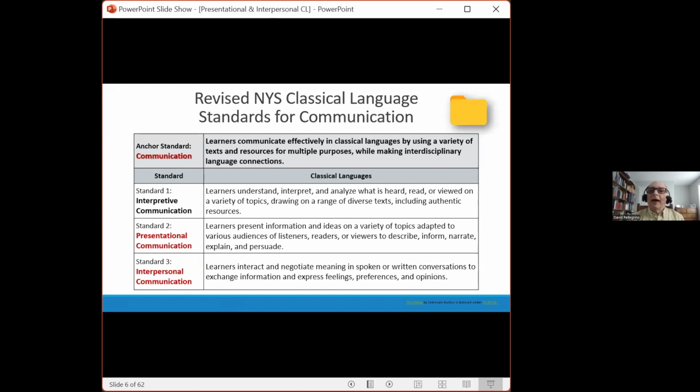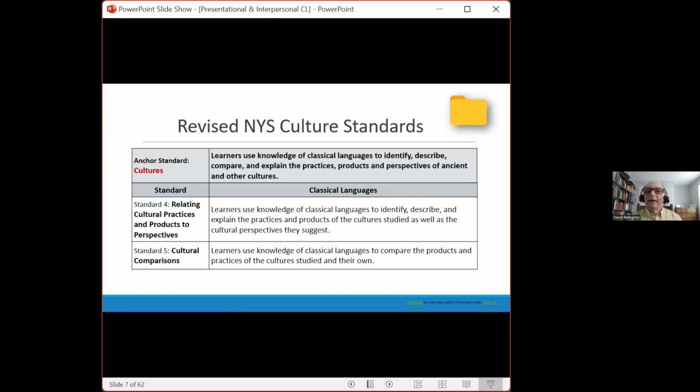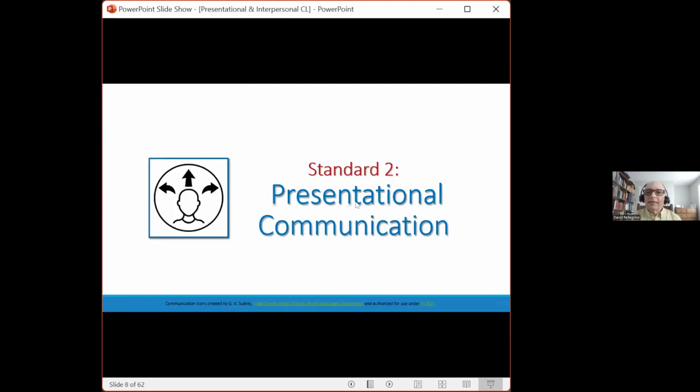Here are the revised New York State Classical Language Standards for Communication. As I said before, we will be talking about presentational and interpersonal communication. And on this slide, here are the revised New York State culture standards. And of course, culture is integrated into everything that we do as classical language teachers. So let's dive into presentational communication.